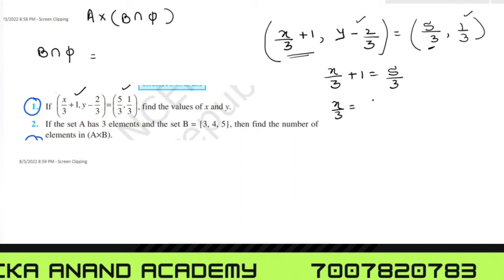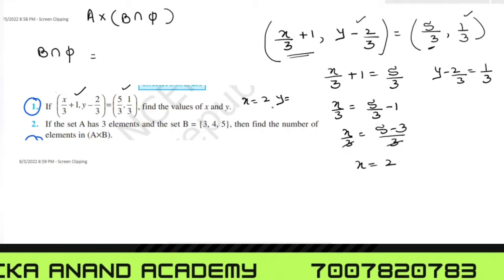You bring 1 over to the right hand side. So x by 3 is equal to 5 minus 3 by 3. That means the value of x is equal to 2, because it is cancelled. Now you can solve for the value of y. Just solve it and tell me. Tell me, Hetika. y minus 2 is equal to 1 by 3 into 3. So the 3 will get cancelled.